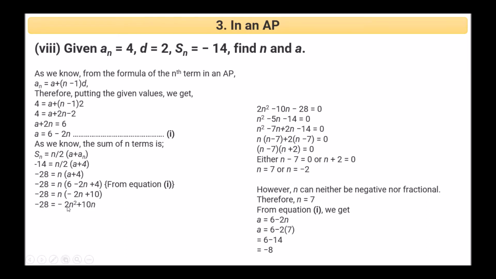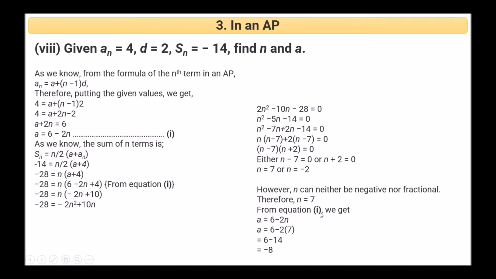We will get minus 28 equals minus 2n square plus 10n. So 2n square minus 10n minus 28 equals 0. We will take 2 as common. So n square minus 5n minus 14 equals 0. We will split 5n into factors of 14. So we will get (n minus 7)(n plus 2) equals 0. So n can be either 7 or minus 2. However, n cannot be negative or fractional, so n is 7.